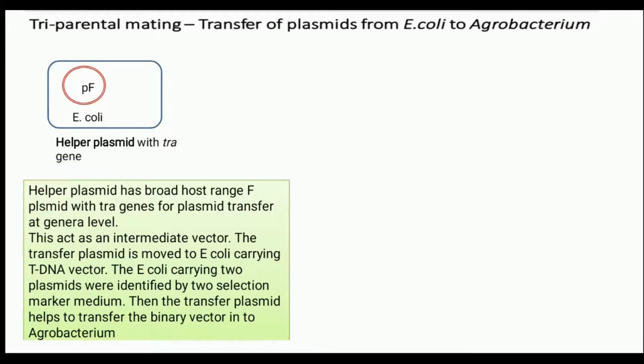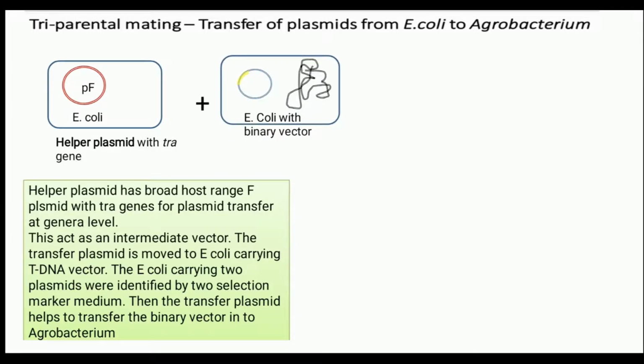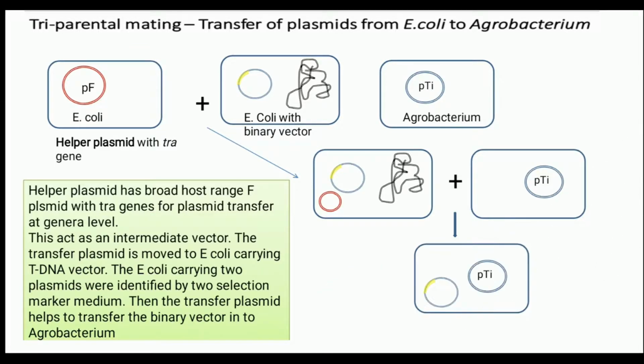So in triparental mating we use another E. coli strain which has a fertility plasmid, or F plasmid. This F contains the tra genes so that it can enable the conjugation of two different genera. When we mix this E. coli carrying the F plasmid with the E. coli with our binary vector, the F plasmid is transferred into the E. coli carrying the binary vector. After that, this E. coli carrying the F plasmid and binary vector is interacted with the Agrobacterium strain and it will enable the conjugation and the binary plasmid is efficiently transferred inside the Agrobacterium tumefaciens. This kind of method is called triparental mating.